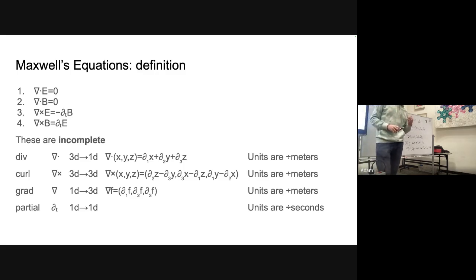Because these have some physical meaning. When you take a derivative with respect to a variable, the unit of what you're taking a derivative of is divided by that. So what's the derivative of position with respect to time?